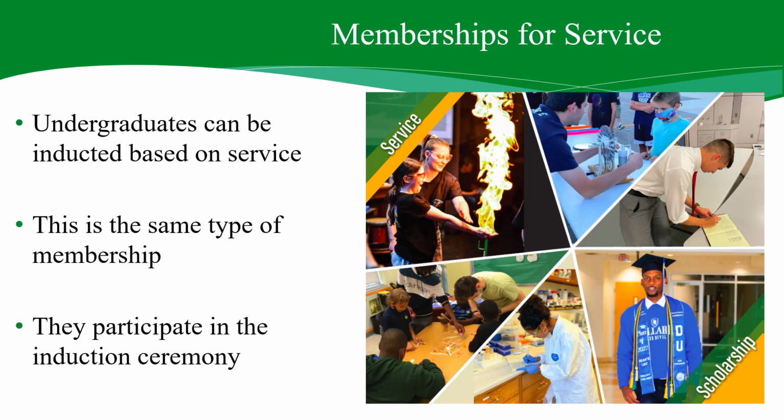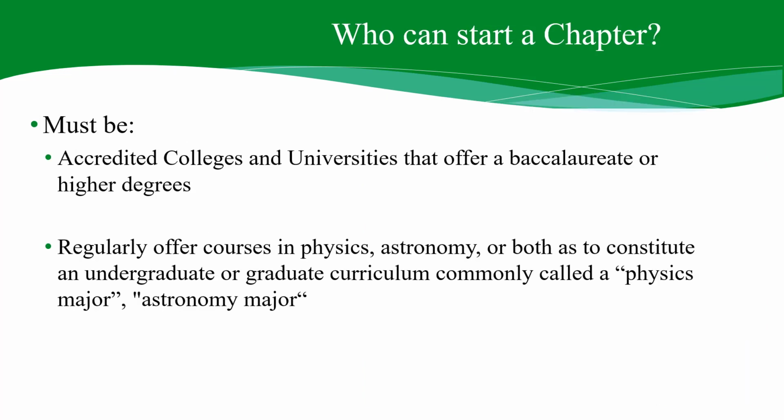Well, let's talk about who can start a chapter. So if you don't already have a chapter, you can start a chapter at your university. You need to be an accredited college or university that offers a bachelor's degree or higher in physics or astronomy. You must also regularly offer courses in physics, astronomy, or both, as to constitute an undergraduate or graduate curriculum commonly called a physics major or astronomy major.